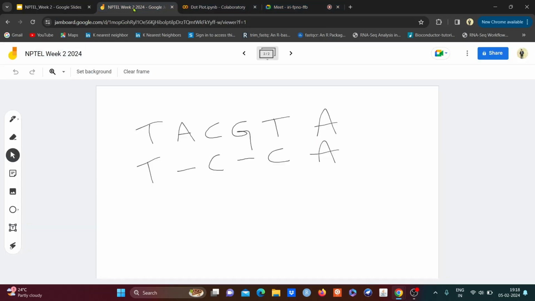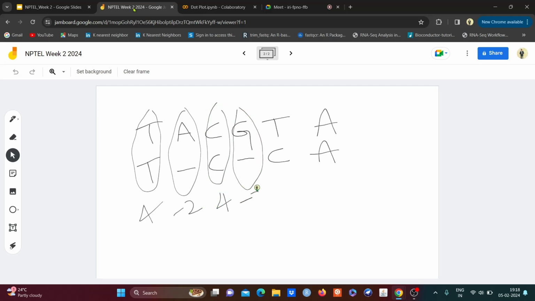So here we have a situation of match 4, introduction of gap penalty of -2, match 4, introduction of gap penalty of -2, mismatch -1, match 4 again.